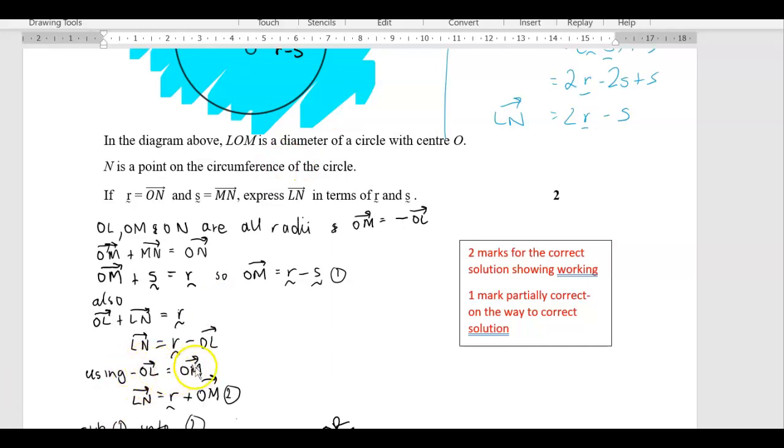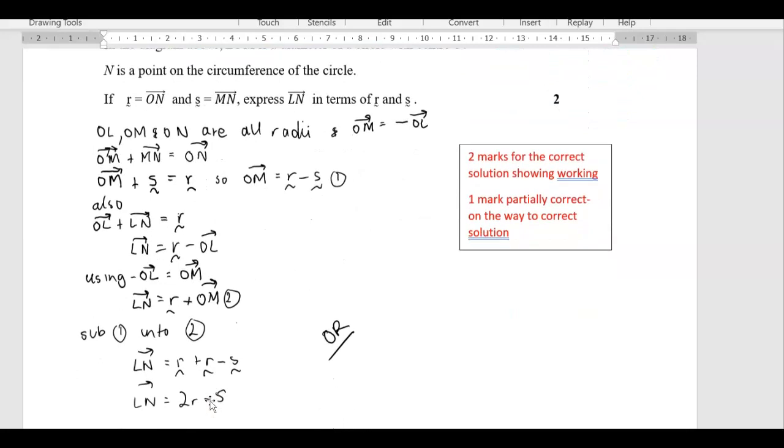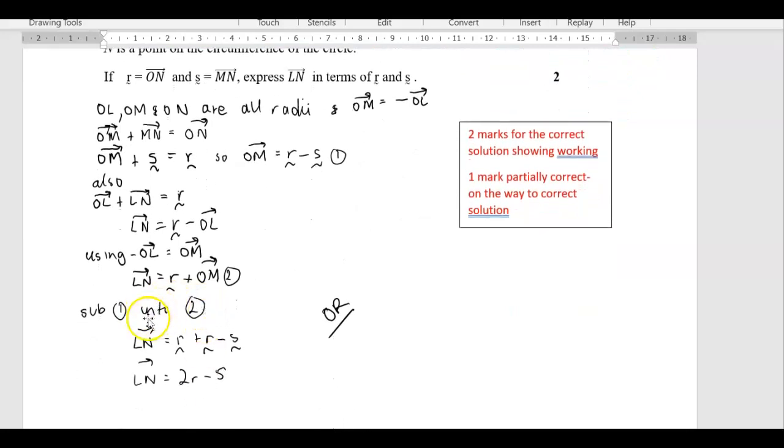So we know this relationship here, so I can pop LN is equal to R plus OM. I've replaced my minus OL with OM. I could do it that way, in which case I would sub my equation 1 up here into this one down here. So I'd have R plus R minus S, so 2R minus S. That's another way of doing it.